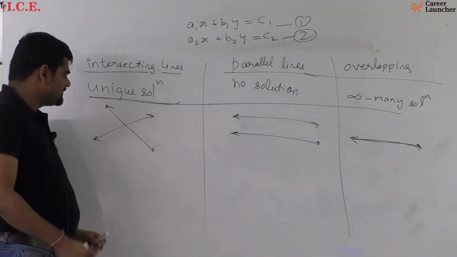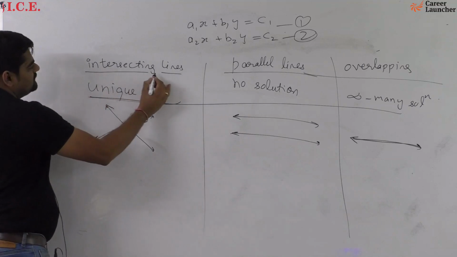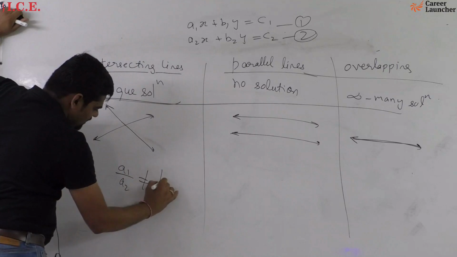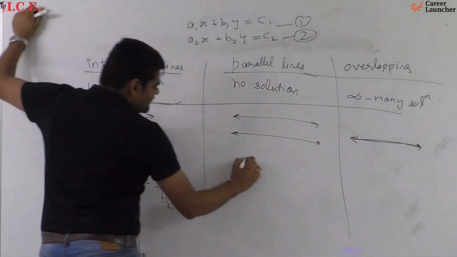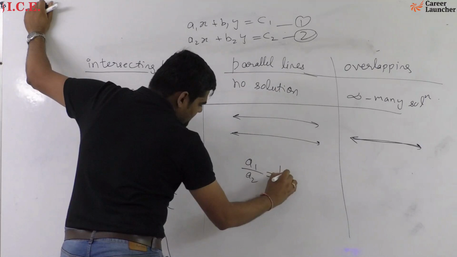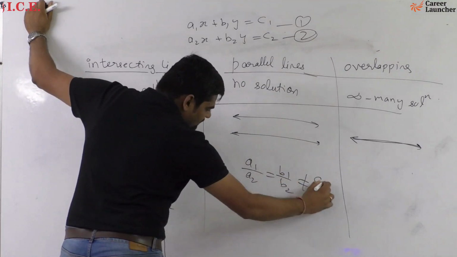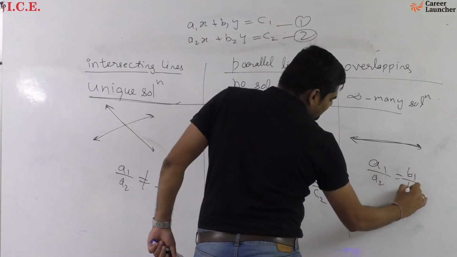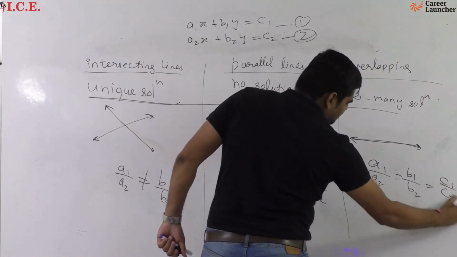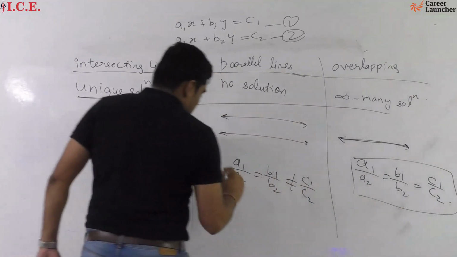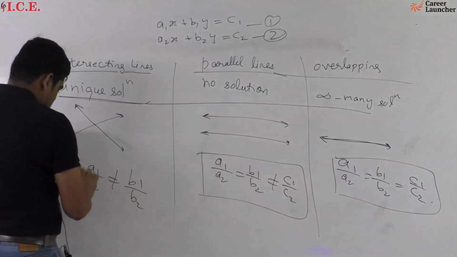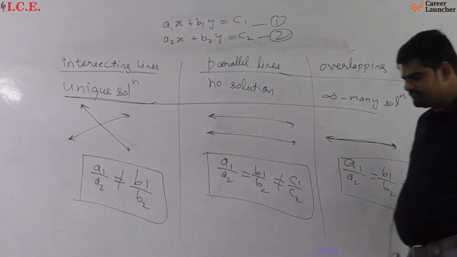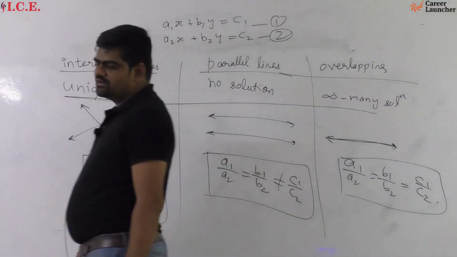We have studied this in our earlier standards also. Just repeat those things: for intersecting lines, the ratio a1 by a2 should not be equal to b1 by b2. For parallel lines, the ratio a1 by a2 should be equal to b1 by b2, but not equal to c1 by c2. And similarly, for overlapping lines, a1 by a2 should be equal to b1 by b2, should be equal to c1 by c2. So quickly note down these fundamentals. We already know some of them, but I will be using them in further questions.